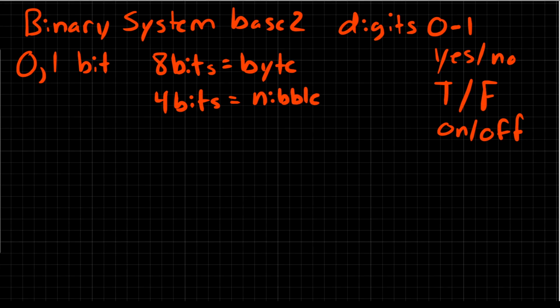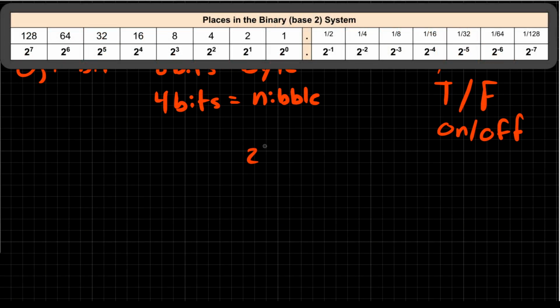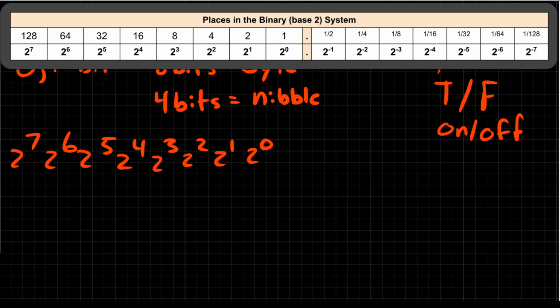Now we're going to take a look at the places in the binary system. If we look at our powers of 2 here, since it's base 2, we have 2 to the 0, the first, second, third, fourth, fifth, sixth, and we're going to stop at the 7th. And the reason is this is 8 values here. These 8 values make up 1 byte. Our values are going to be 1, 2, 4, 8, 16, 32, 64, and 128.